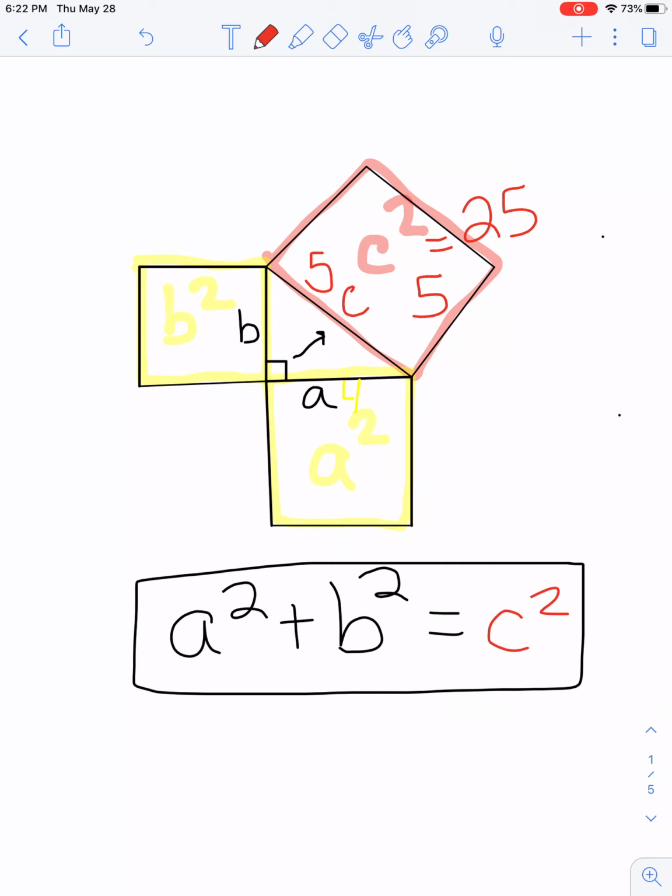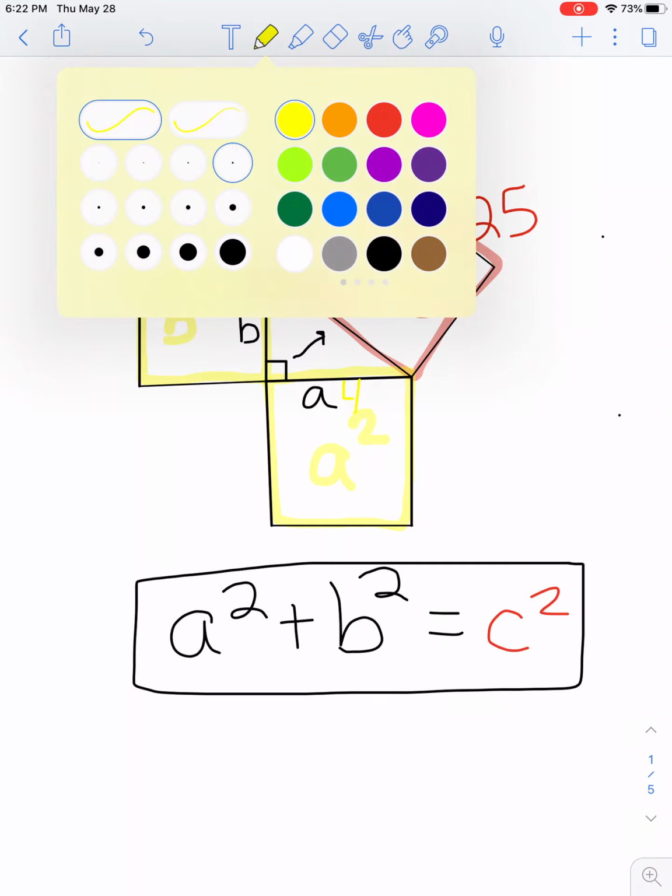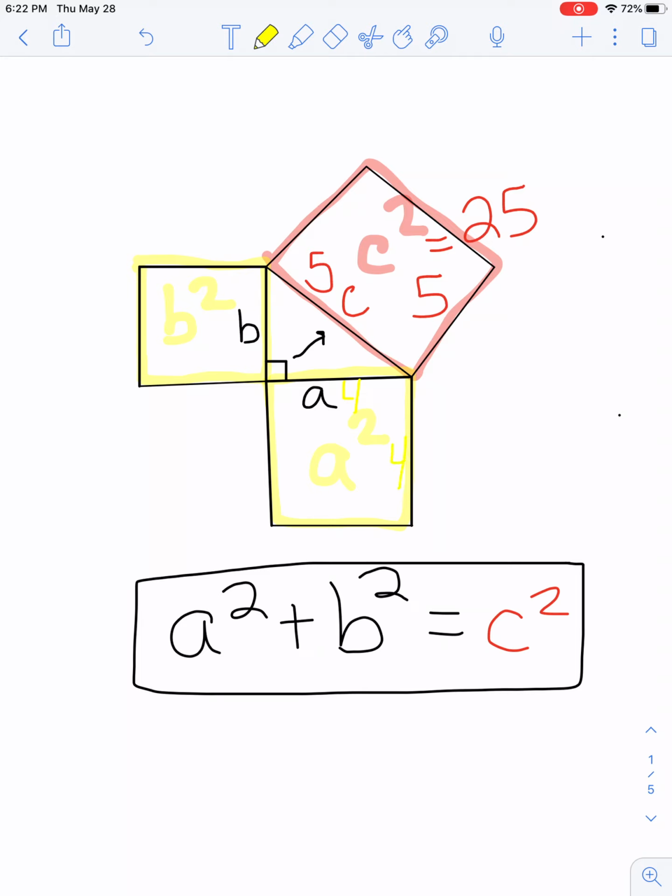The area a squared is similarly going to be 4 times 4. Multiply the side by itself because it's a square. 4 times 4, or 4 squared, is 16. Finally, we want to find b squared. We do not know the length of b.